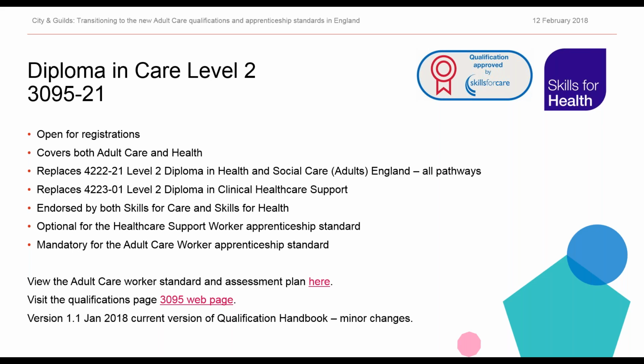Within the slides that you'll get after the webinar, you'll note that there are a number of links to various documents, and in this slide I've put in the link to the standard and assessment plan and also the qualifications pages. So we'll make sure that you've got those links and that they're active in order for you to access those documents. One of the things I'd like to draw your attention to here is that the latest version of the handbook for this qualification is version 1.1, January 2018. We did make some very minor changes to the wording around the rules of combination for this qualification. We'll have a look at those now.